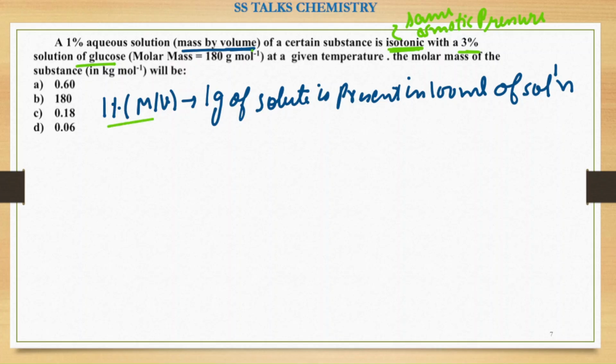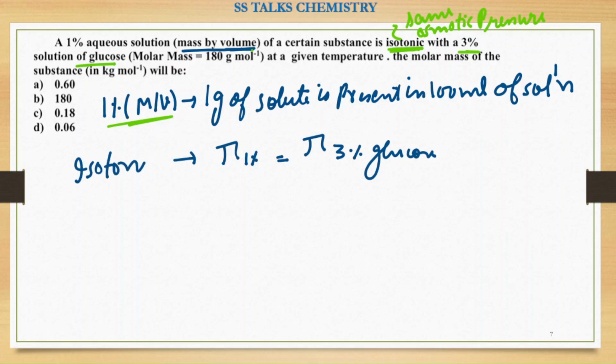That is the solution of 1% that we have. Here we know the osmotic pressure of the 1% solution is equal to the osmotic pressure of the 3% glucose solution, because it was isotonic in nature. They have the same osmotic pressure. Osmotic pressure can be written as CRT. So this is for the 1% solution, and for the 3% glucose solution it is also CRT.